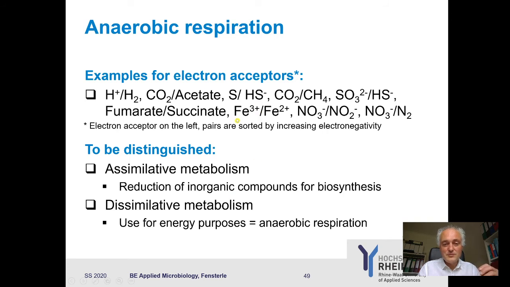So if you have this pair of ferric and ferrous iron, this goes in and out. It's not used for growth in a way that you put it in your molecules. It's just used as an electron acceptor. And as soon as your electron is put on and you have your Fe2+, it's getting out. So this is the difference here.